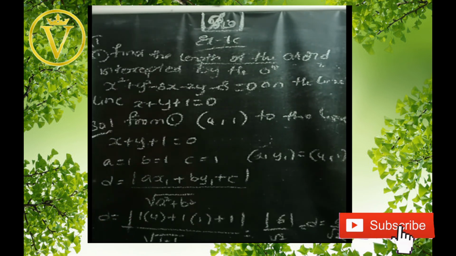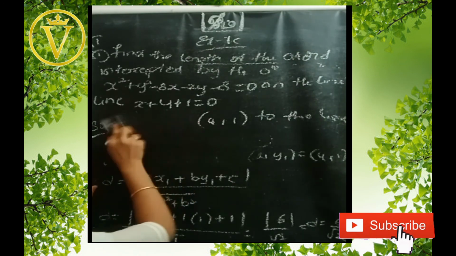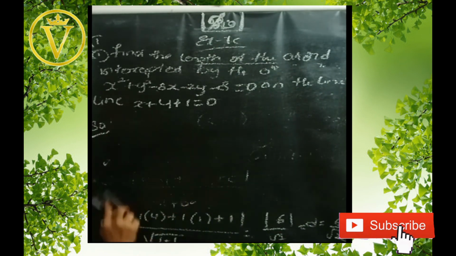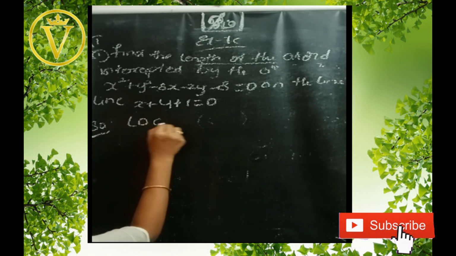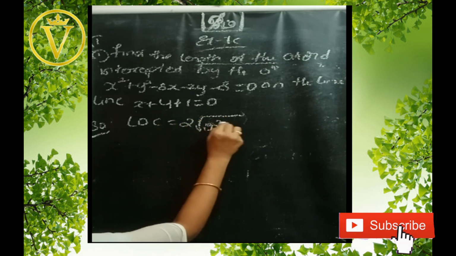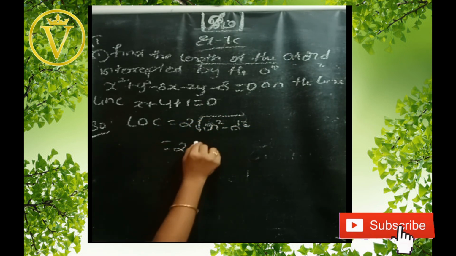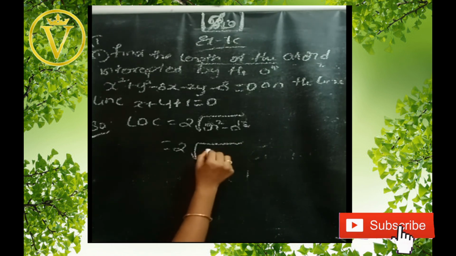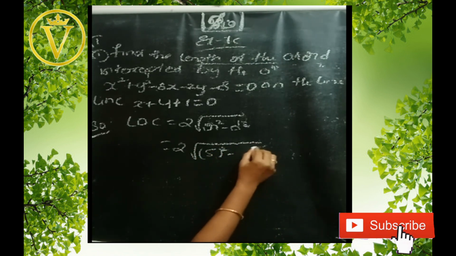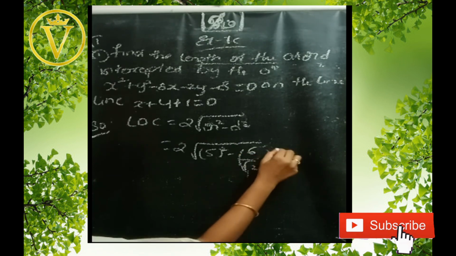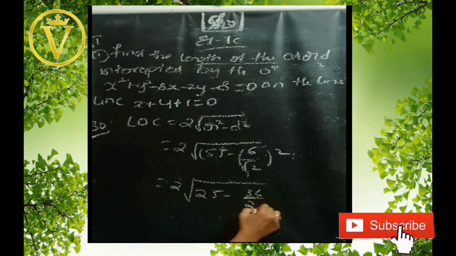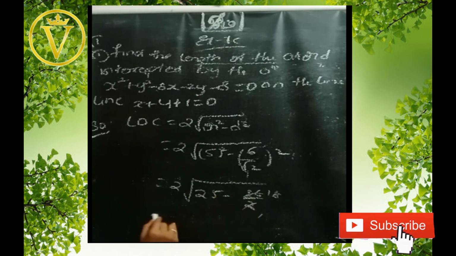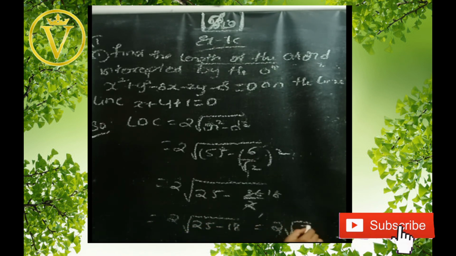We have to substitute d and r in the length of the chord. That only they have asked to find out. That means length of chord equals 2 into root of r square minus d square. 2 into root of, what's r? We know that 5. 5 whole square minus 6 by root 2 whole square. 2 into root of 25 minus 36 by 2. So 2 ones are 2, 18s are 18. 25 minus 18, that is 2 root 7.